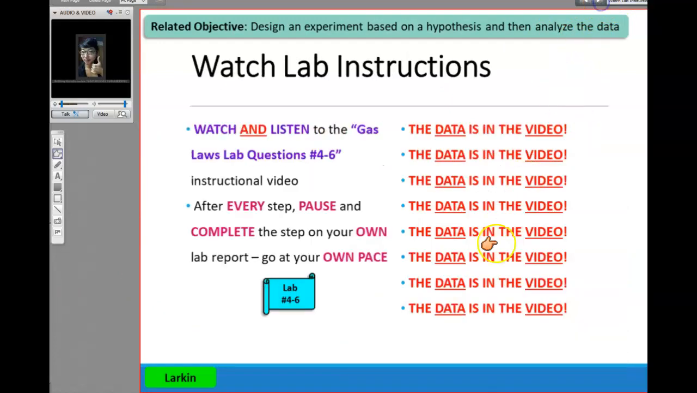Hold on, one more time. The data's in the video, the data's in the video, the data's in the video. So if you email me, I'm going to send you a picture of the slide where it says the data's in the video. All right.